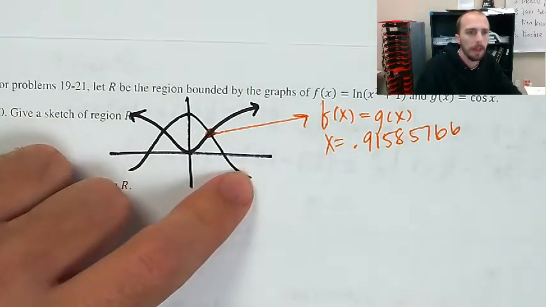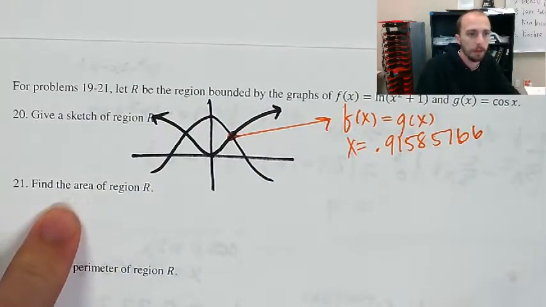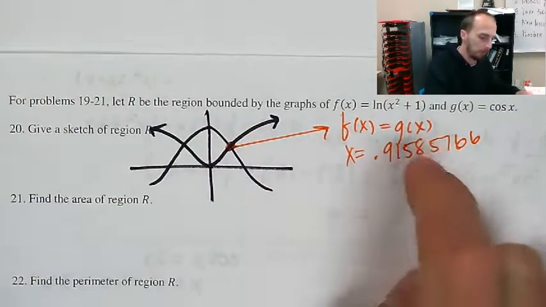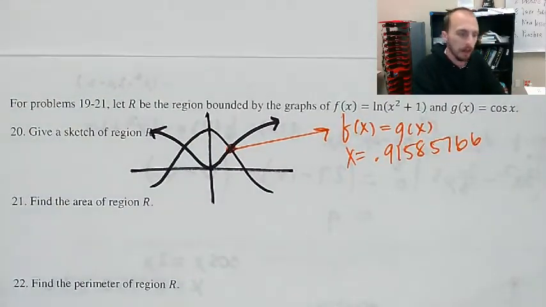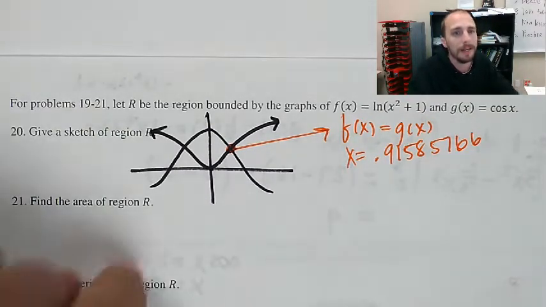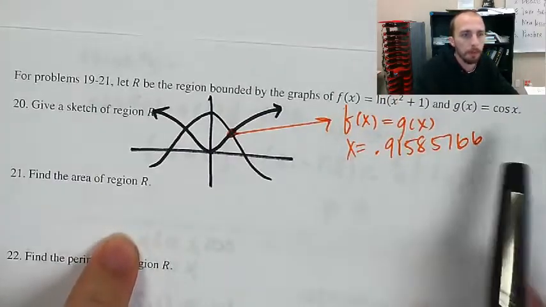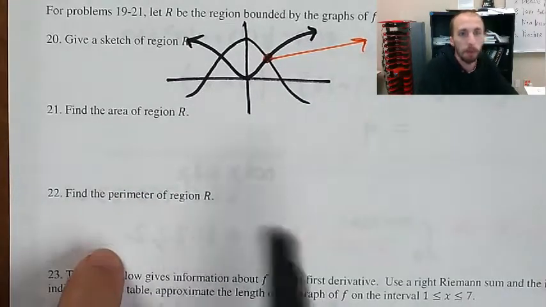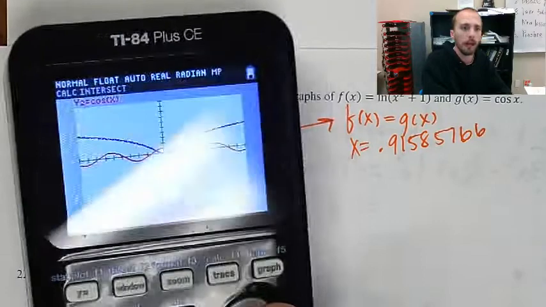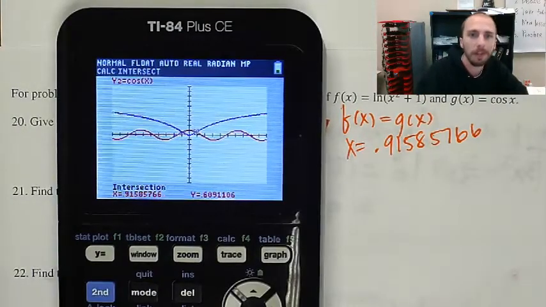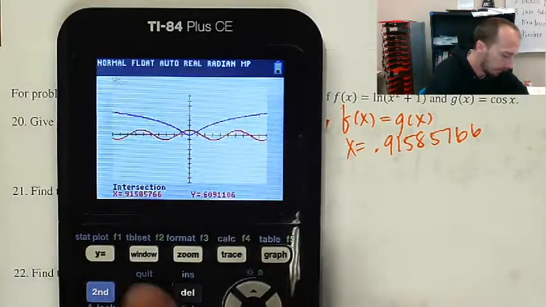Okay. Then now, if I want to find the area of region R, I'm going to integrate from 0 to that, and then I'm going to double it. Since I'm going to need to use that number for this area and the perimeter, I'm going to store this number. And I don't know if I've shown you how to do this in class yet because I haven't had that class yet.